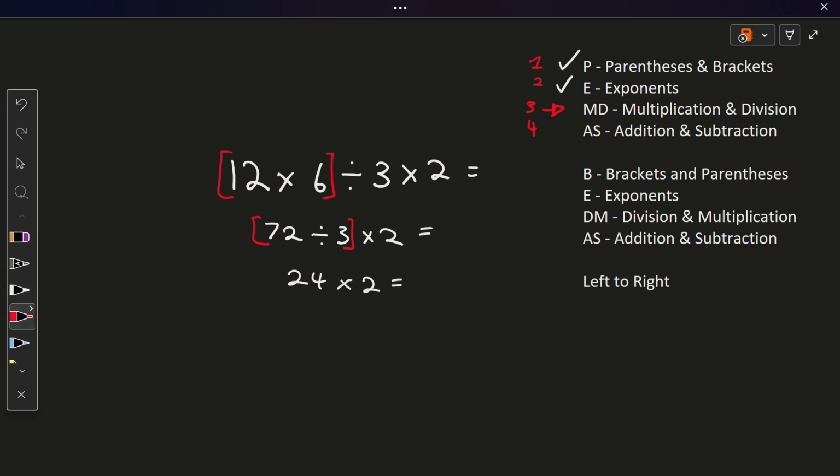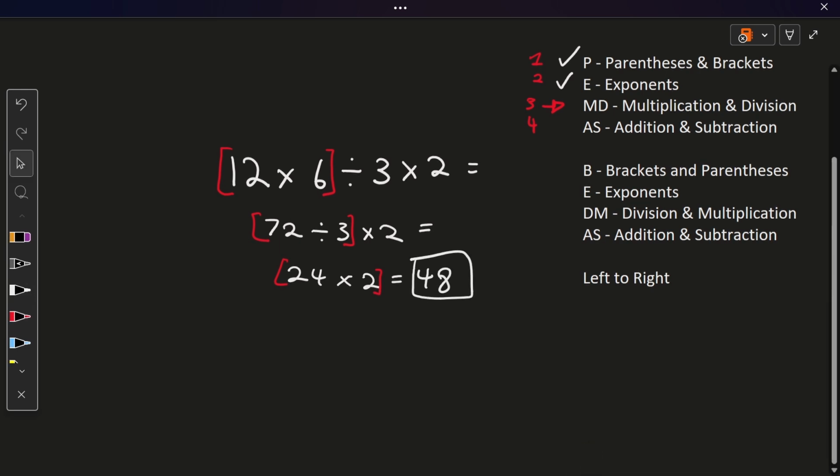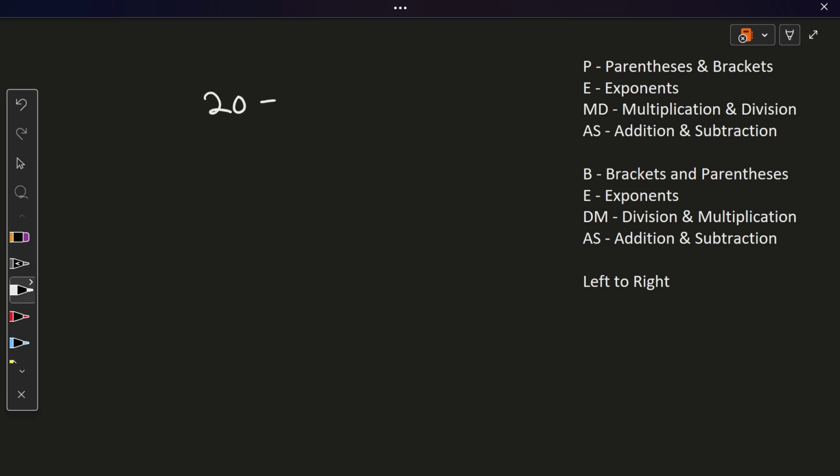The last thing we have to do is evaluate 24 multiplied by 2. And once we do that, we get 48, which is our final answer. How about this example? 20 minus 4 times 3 divided by 2. Let's go through our process together.